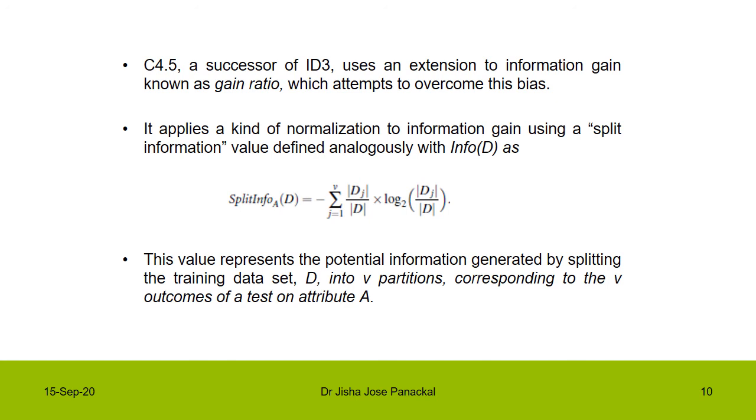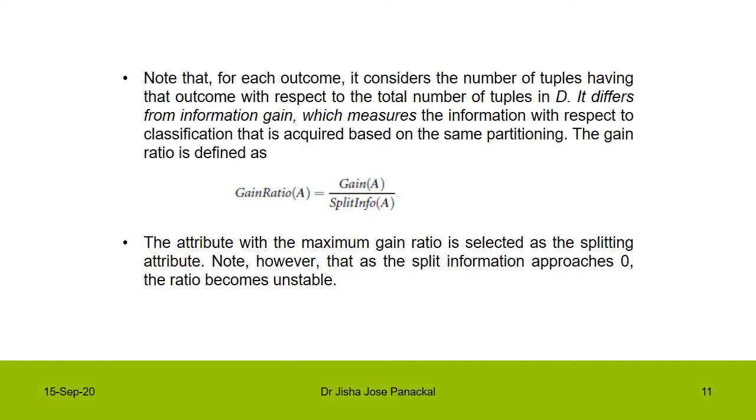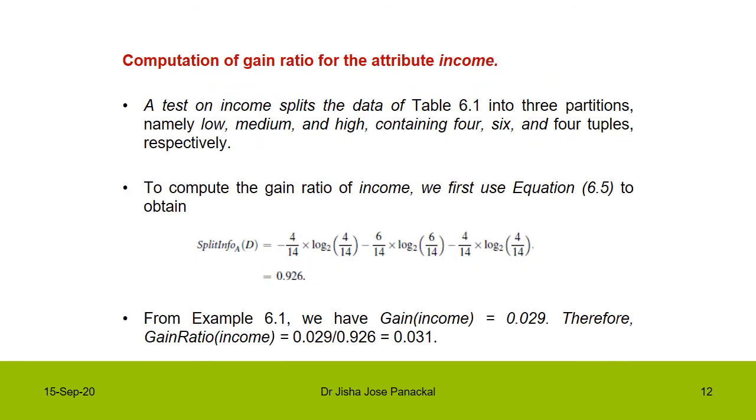So this is the equation. I'm not explaining it again. And we can calculate the gain ratio of each and every attribute using gain of A divided by split info of A. Here you have examples. I just kept all the points here. If you are interested, you can go through this. You have to calculate the split info of A and info of D using the same example.